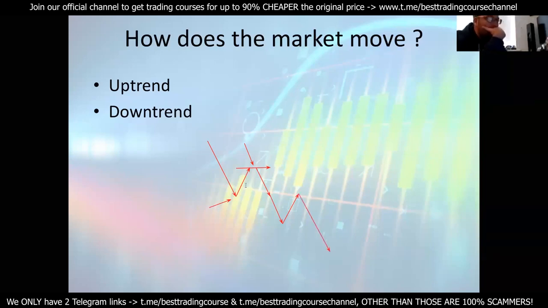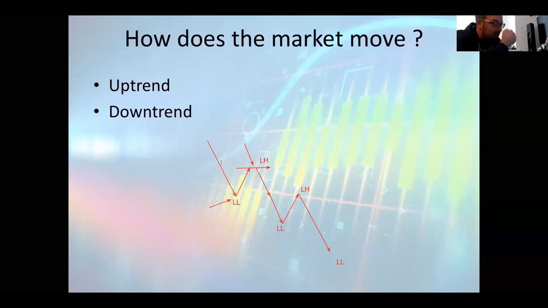So what do we have here? We have a lower low. We have another lower low. We have a lower high over here, and we have another lower high over here. And then eventually, price makes another lower low. So this is the basics of a downtrend. Price comes down, makes a low, comes up, makes a high, goes back down, makes another lower low. And then comes up, makes a lower high, makes another lower low. This is the very, very basics of a downtrend.